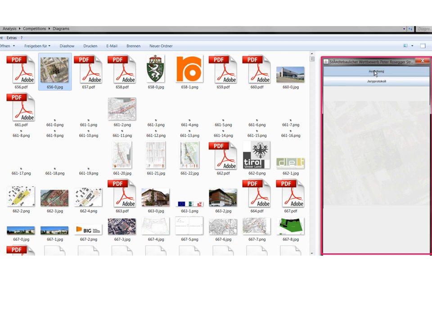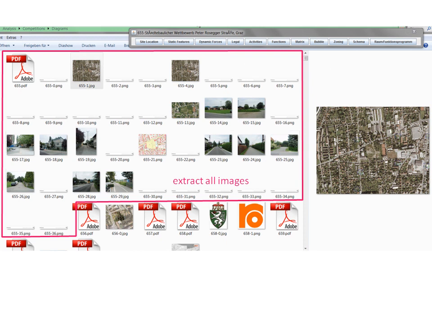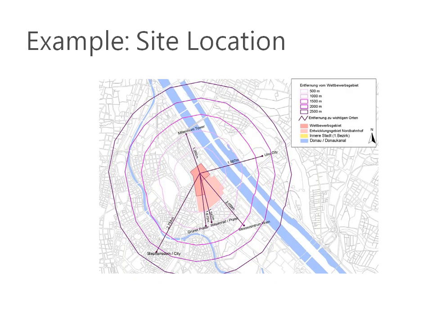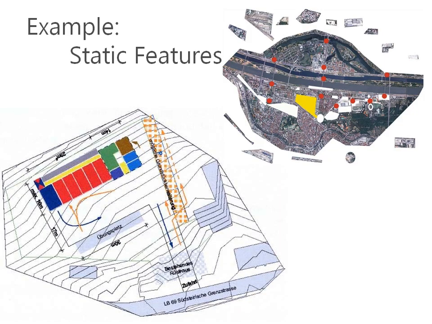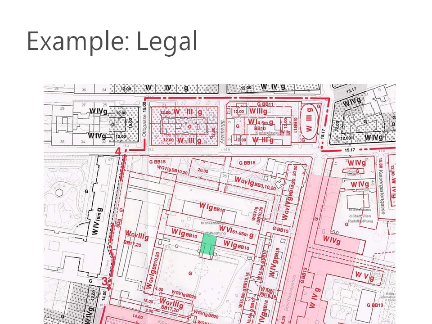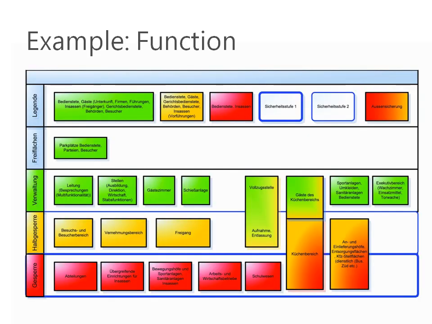Let's say I've extracted a lot of graphics from individual design briefs, and then I was asked by my own program, what do you see here? I see a site location. And for example, this was one real example from a brief. I also saw some static features and so on. Well, do they give you dynamic forces? Yes, they do. They also give you acoustics in those briefs, and so on. Legal things you find in those, and even functions. This is a jail.